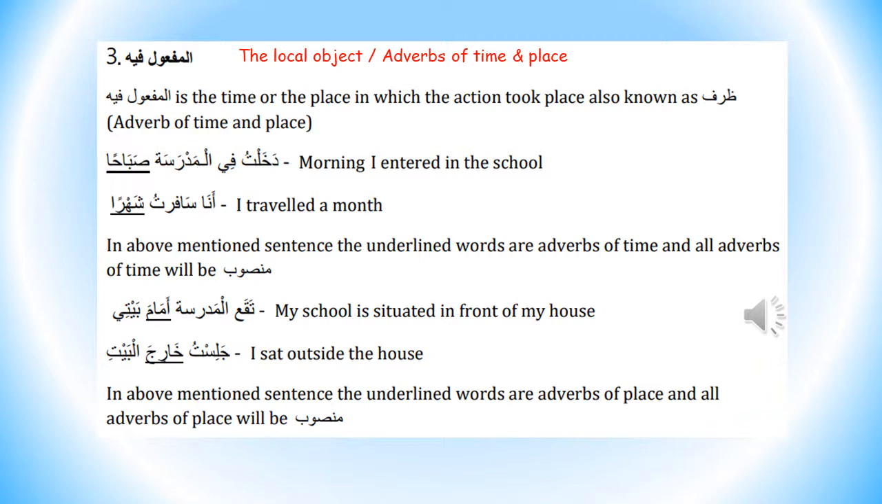The second example, ana safartu shahran. I traveled a month. Shahran is a time. So this is also an adverb of time. So these times are used as an object. In the above mentioned sentences, the underlined words are adverbs of time and all adverbs of time will be mansoob.